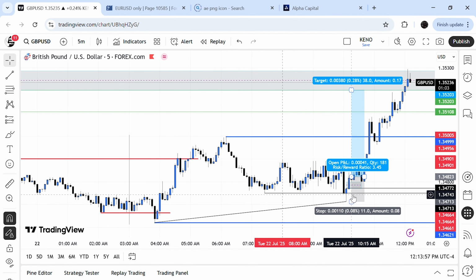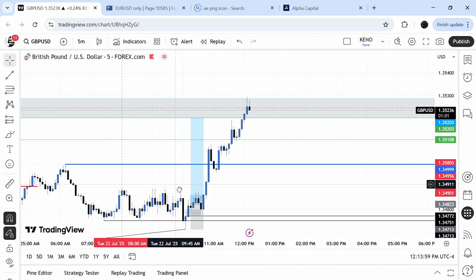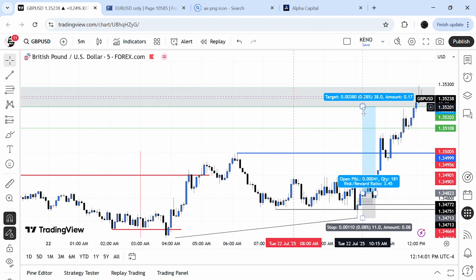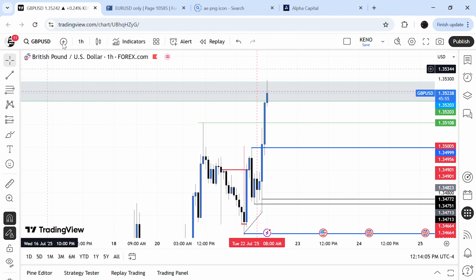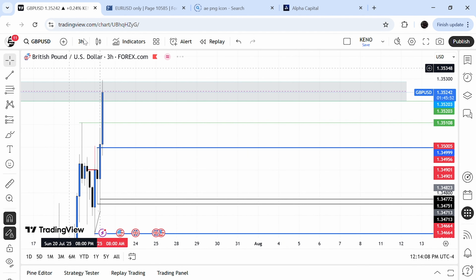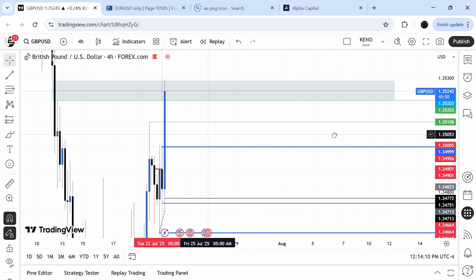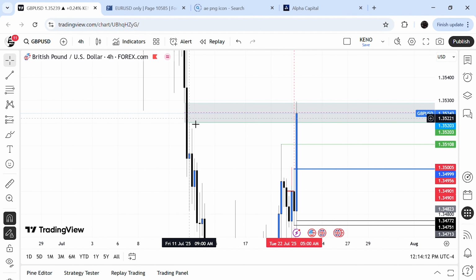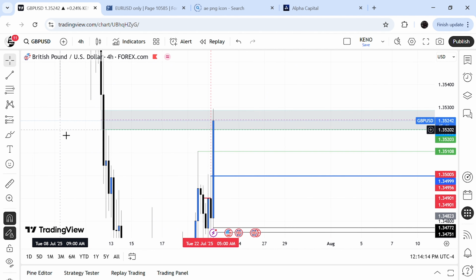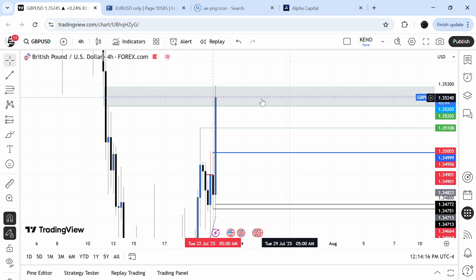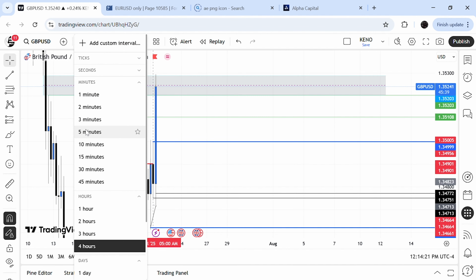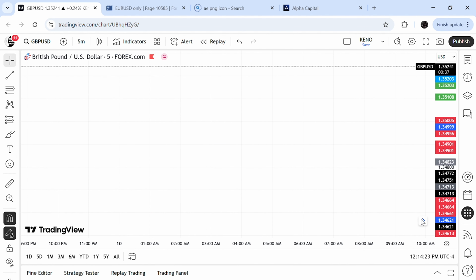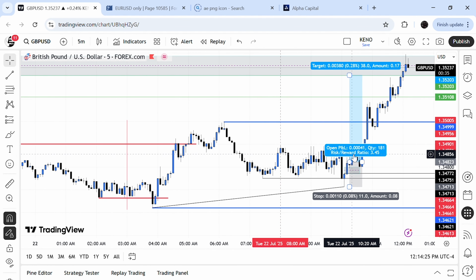But this is where I would enter, and I moved my take profit right here because I realized that on the 4 hour we have a fair value gap right here that hasn't been filled yet. So I instantly figured that I would move my take profit to this area, and that would have been a 3.45 risk ratio.